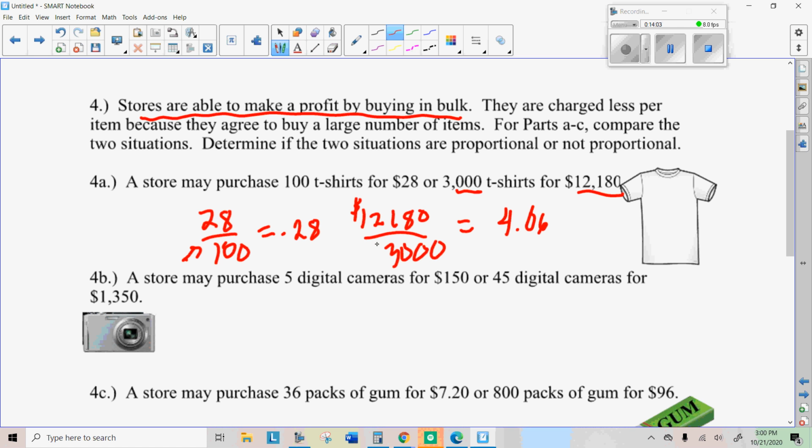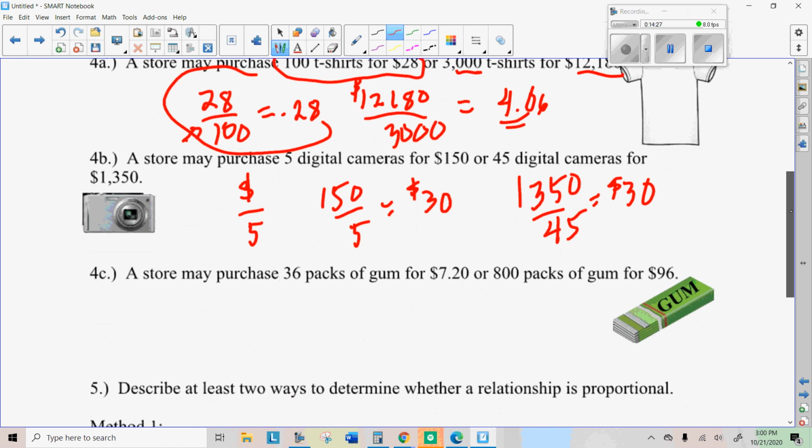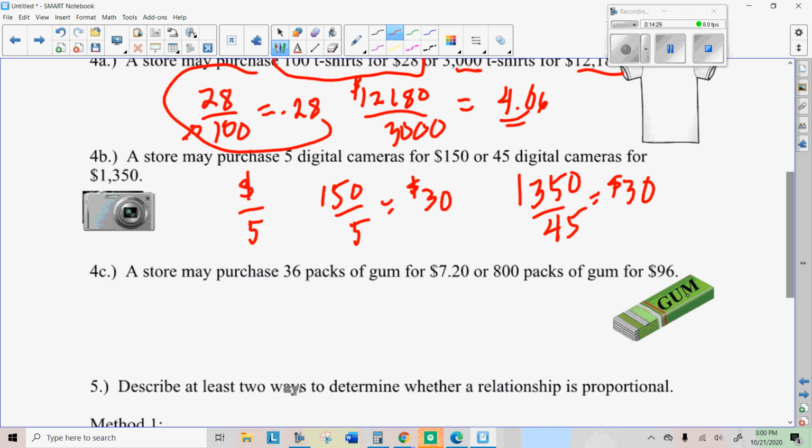Well, I think this is a lot better deal here. The 100 t-shirts for $28. Those are 28 cents a piece, less than $1 each, and these are like $4 each in that batch. So why don't you try the next one? Do the dollars on top and the number of items on the bottom when you divide them. That way you're figuring out how much it costs per item. Give it a shot. You should notice that in both those ratios you get the same amount. So this is a proportional deal here.